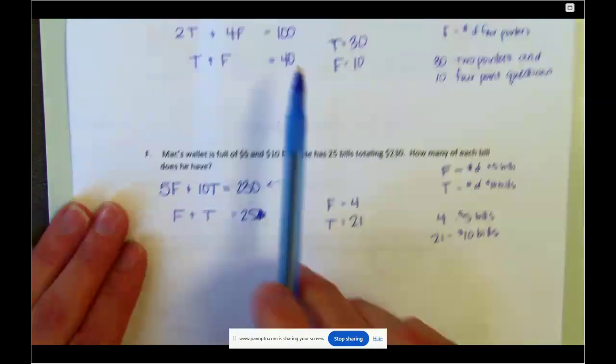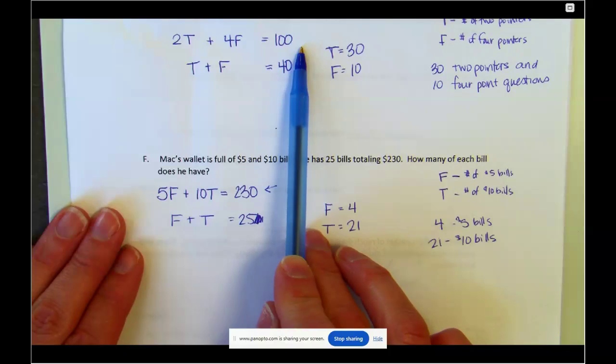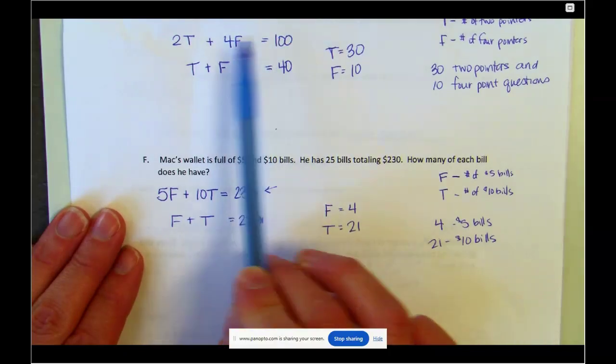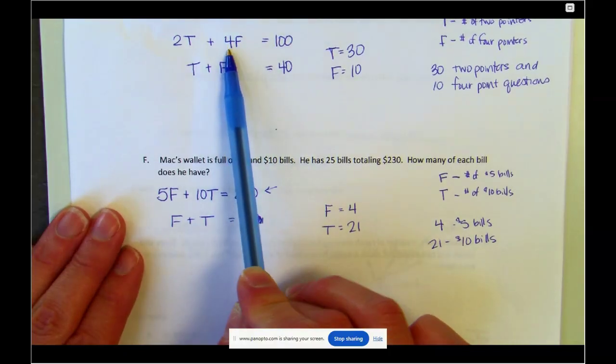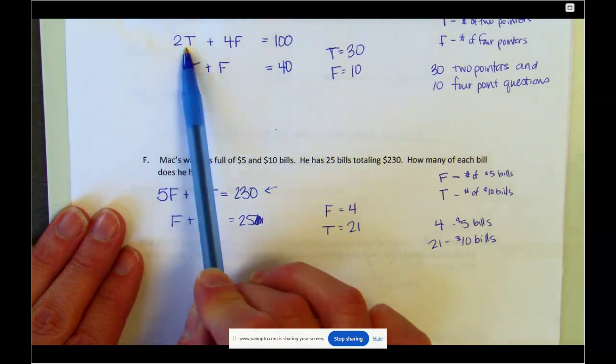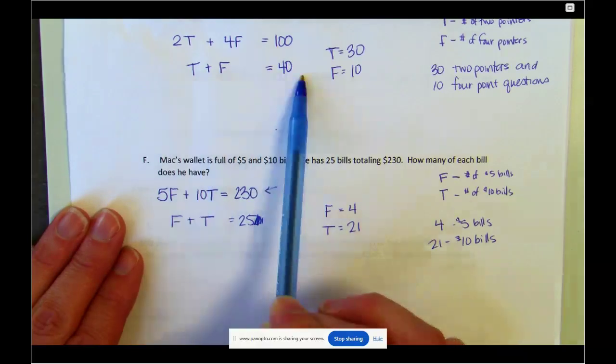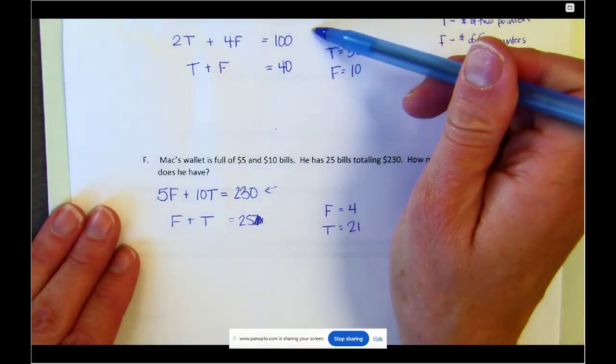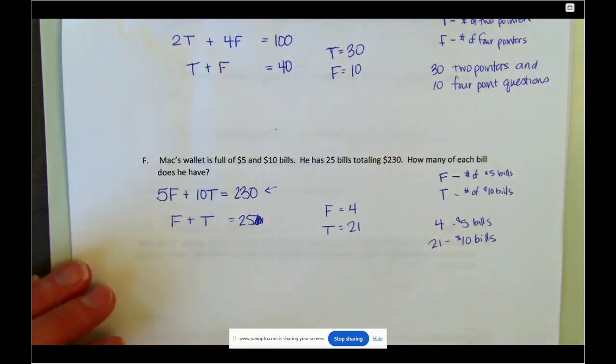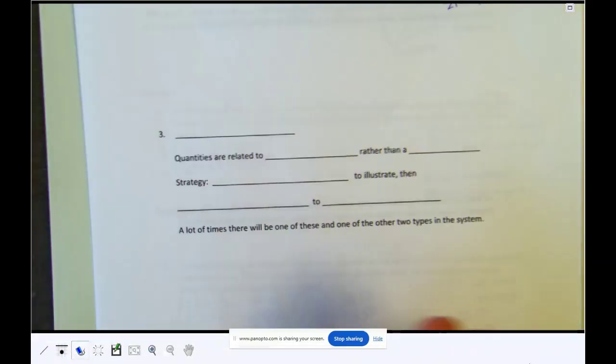We've got the same thing here where we're talking about points on a test. So 100 points, a 4-point question is worth 4 points, a 2-point question is worth 2 points. So points, and then here's the total. So usually they have one that uses the units and one that is just the total of the two things added together. Okay, now we're going to talk about the last one today.